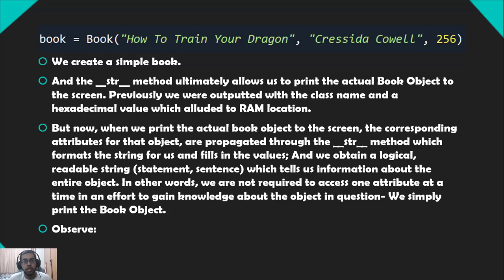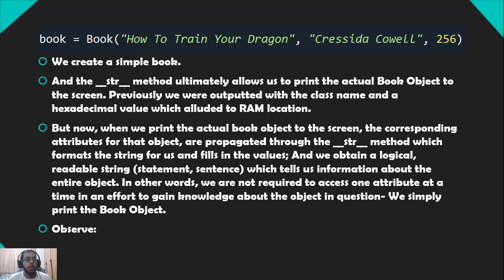Previously, we were outputted with the class name and a hexadecimal value which alluded to RAM location. But now, when we print the actual book object to the screen, the corresponding attributes for that object are propagated through to the string method which formats the string for us and fills in the values, and we obtain a logical, readable string, statement, or sentence which tells us information about the entire object.